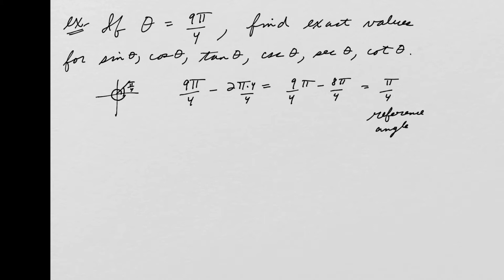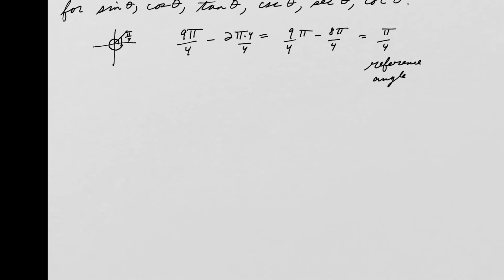We know the values for sine and cosine of pi over 4. Remember, if you forgot, you could draw out the 45-45-90 right triangle. 45 degrees is the same as pi over 4.